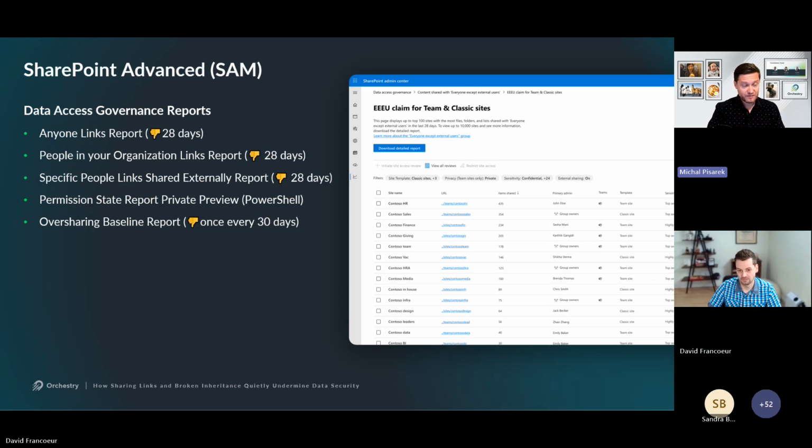There's also in SharePoint Advanced Management a bunch of data access governance reports, which are really good, but they're quite limited. And I don't think people know this, Dave, because Microsoft doesn't say this. There are great reports there around anyone links, for instance, but what you ideally want to see is: show me all of the anyone links, whenever they were created. Just how many do we have? These reports don't do that. It's more trends around how many were created in the last typically 28 days.